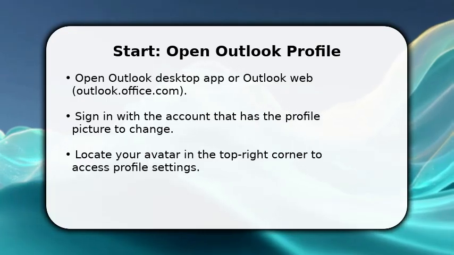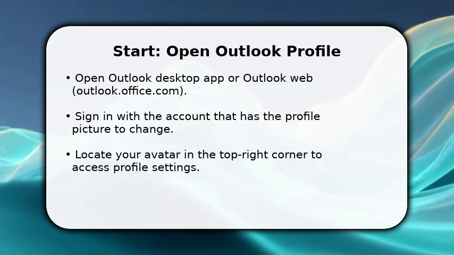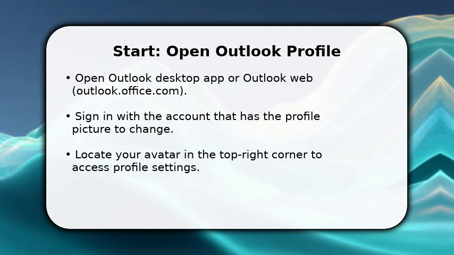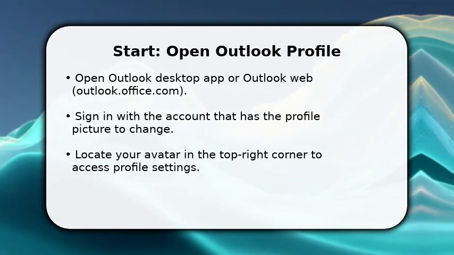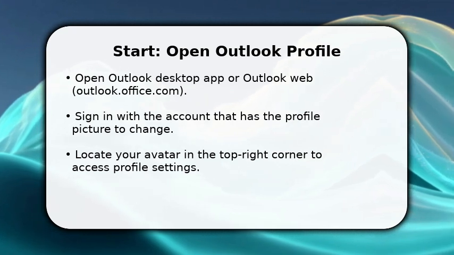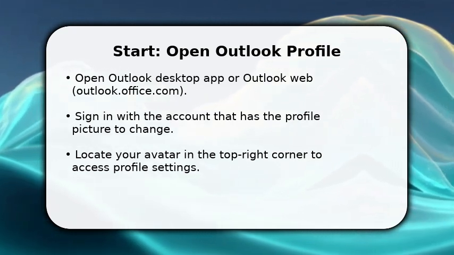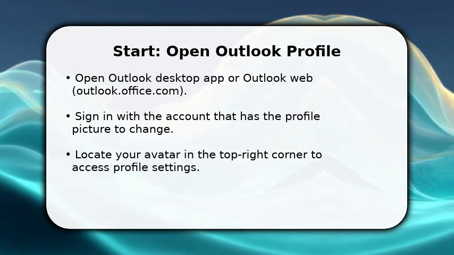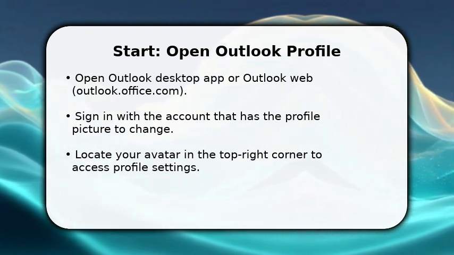You begin by opening Outlook where your account lives. This differentiates desktop from web because menus differ. Once open, sign in with the account whose display picture you want to change. Make sure you can view your avatar in the top right. That icon is the gateway. Click it to reveal profile options, then choose Change Picture or My Profile depending on the interface.